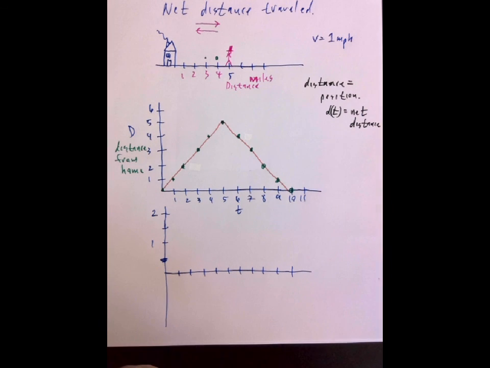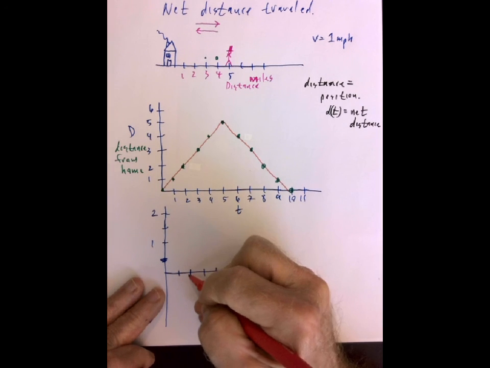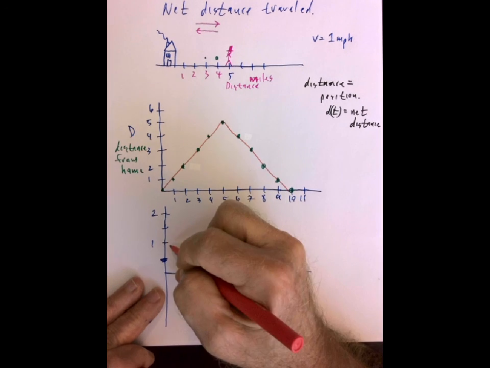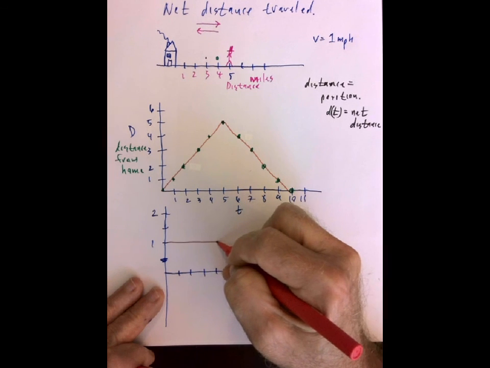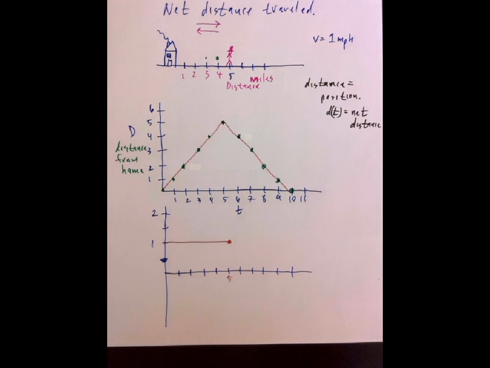So I'll use, I wonder if you'd be able to see this. Oh, that looks a little light. Okay, we'll use this one again. Here is his speed graph, 1, 2, 3, 4, 5, up to 5 hours. He's traveling at a constant speed of 1 mile per hour, right?